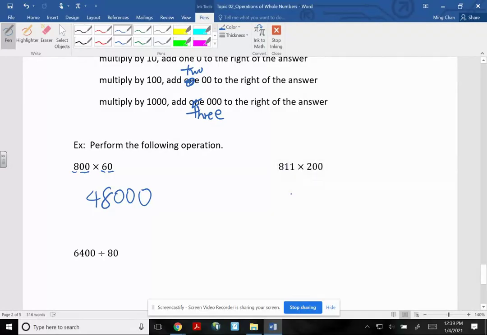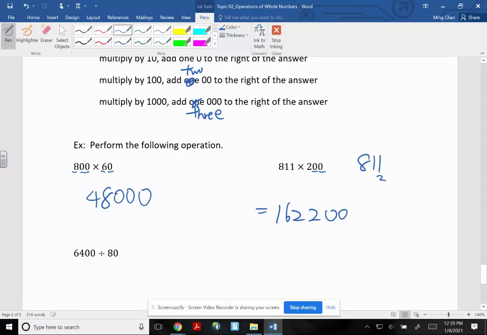811 times 200. So for my final answer, I need to add 2 zeros on the back. So this problem basically becomes 811 times 2. So we can say 2 times 1 is 2, 2 times 1 is 2, 2 times 8 is 16. That's how we can quickly come up with the answer.